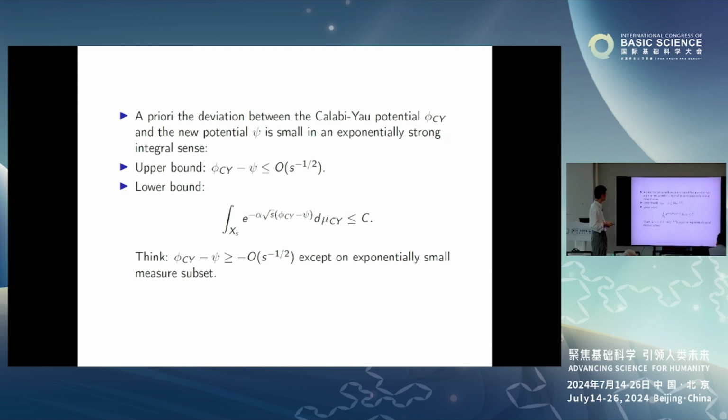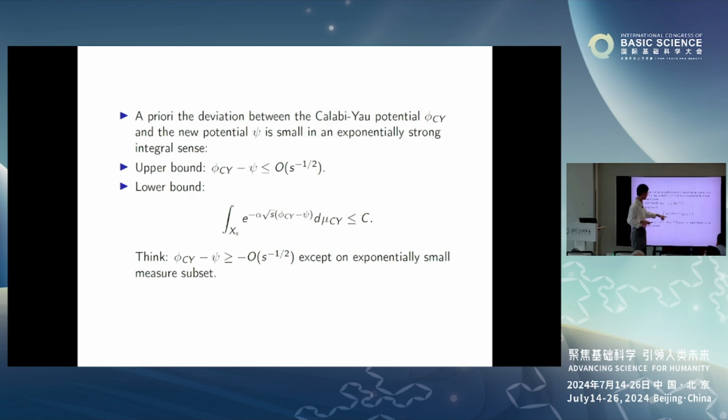So let me just show you a little bit of inequality so that this talk has some estimates in it. So the Calabi-Yau potential is close to that convex function roughly by these two estimates. So there's an upper bound. So when S is large, this is a very small quantity.